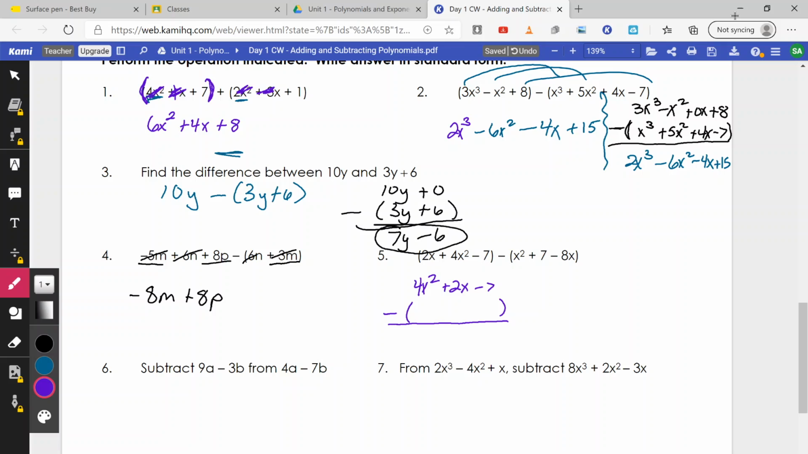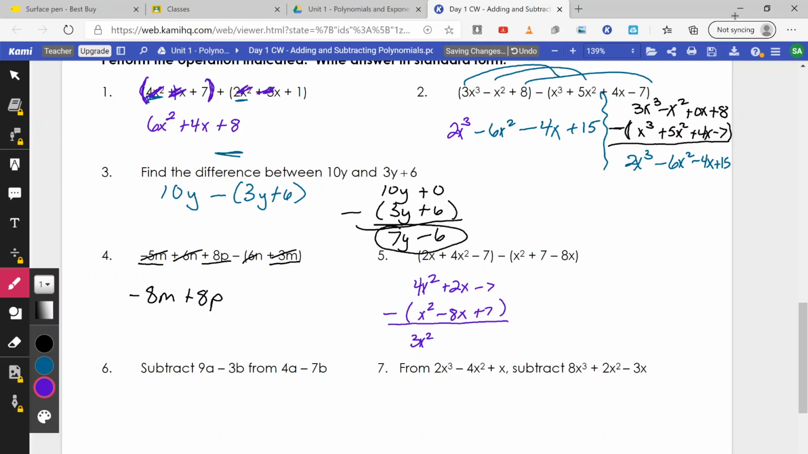And I'm going to do the same thing. I'm going to rearrange it so everything is in order. So we have an x squared minus 8x plus 7. So top to bottom, I'm going to be subtracting. So 4x squared minus x squared. 4 minus 1 gives me 3x squared.